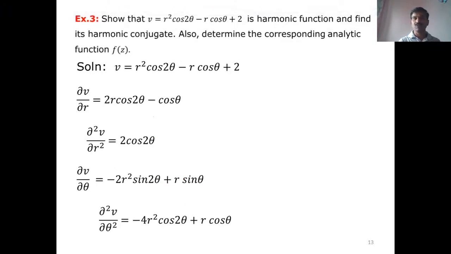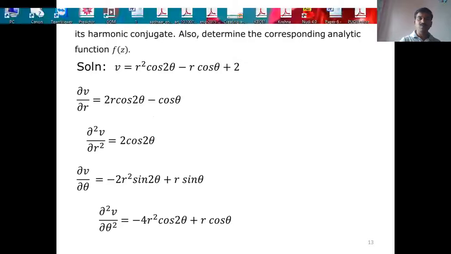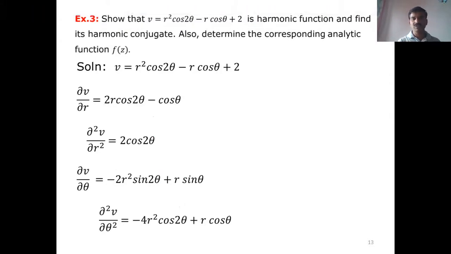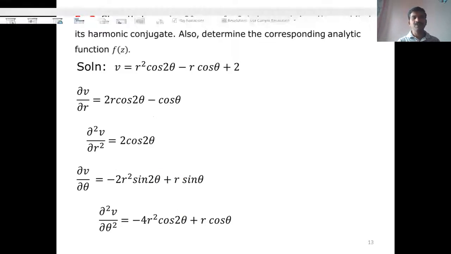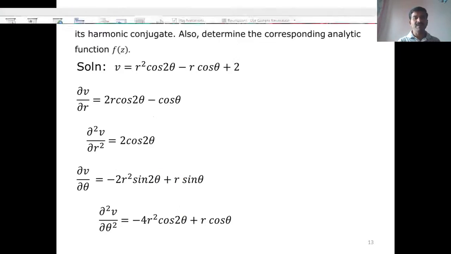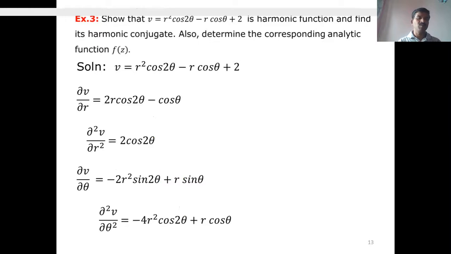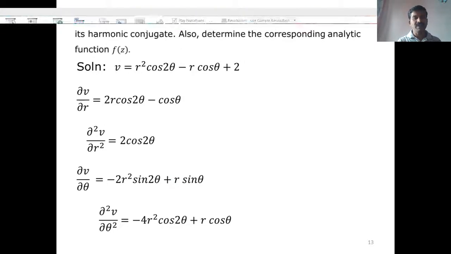That is also a harmonic function, and we also find its harmonic conjugate to determine the corresponding analytic function of z. So taking that example there, v, we now find its harmonic conjugate u. First we verify that v is a harmonic function.